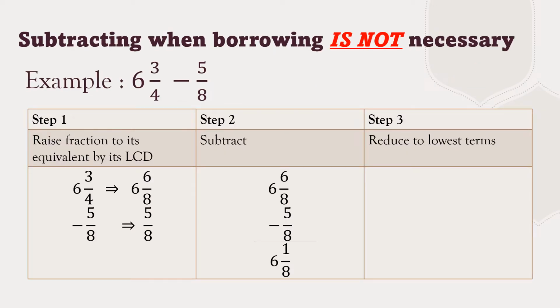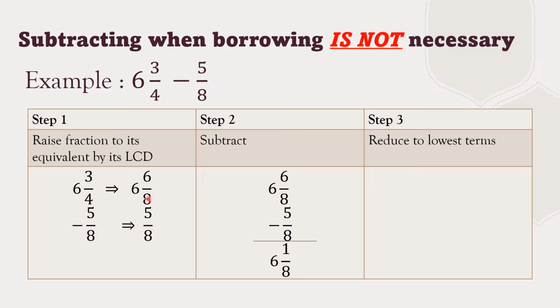I still have here another example: subtracting when borrowing is not necessary. For example, we have here 6 and 3/4 minus 5 over 8. We are first going to raise our fraction to its equivalent fraction by using the LCD. So 6 and 3/4 will become 6 and 6 over 8. And then the 5/8 will still remain 5/8.